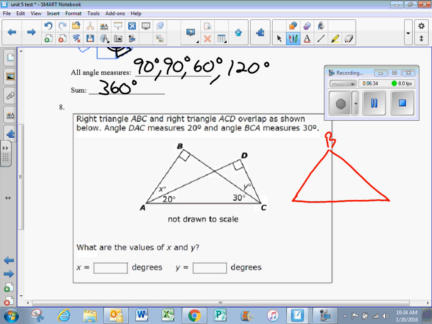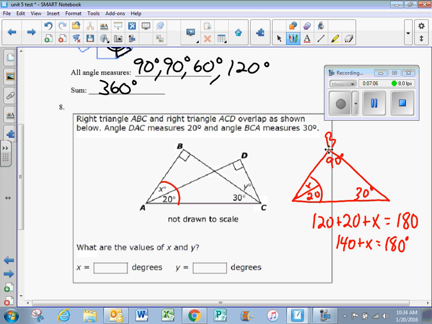So if this one is B, and that's 90 degrees, it's marked with a square, and this one is x plus 20, right? Because this whole thing is x and 20. And this is 30. So I know that every triangle sum is 180, right? So 90 plus 30 is 120, plus 20 plus x has to be 180. So 140 plus x is 180. So how much does x have to be in order for that to be a triangle? 40.